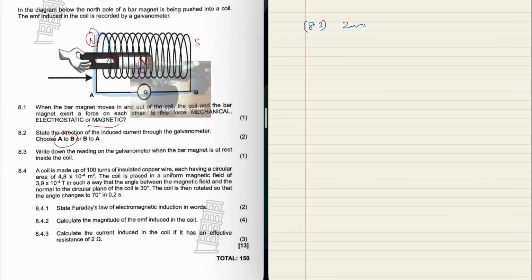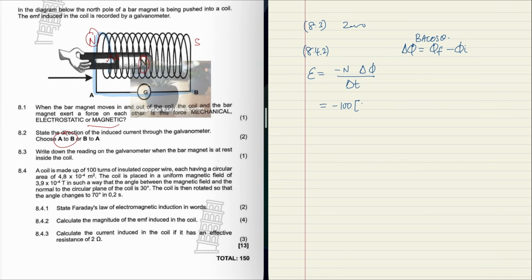Now, we can use the formula here. 8.4.2, we can use the formula EMF is equal to minus n multiplied by delta phi divided by delta t. Now remember that delta phi is going to equal the final minus the initial, and it's going to be BA cos theta. So minus n, so minus the number of turns on the coil is 100, and then into, let's use a square bracket here. So the final is going to be BA cos theta.